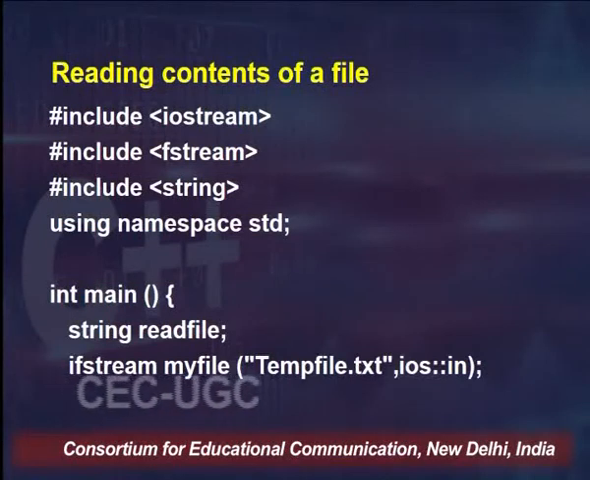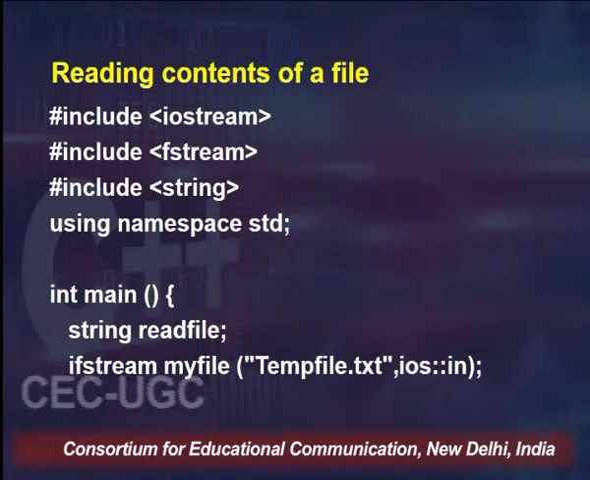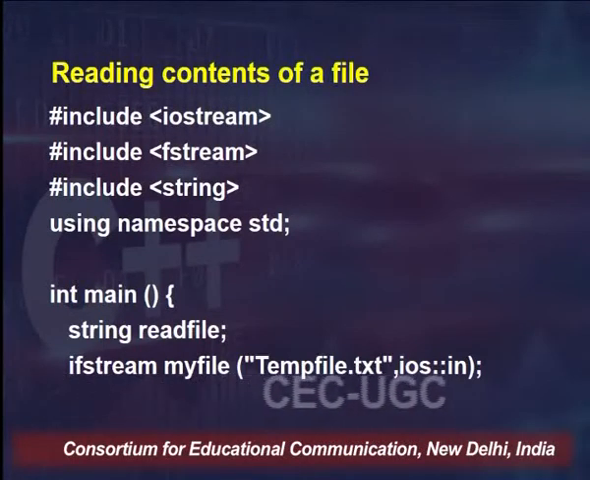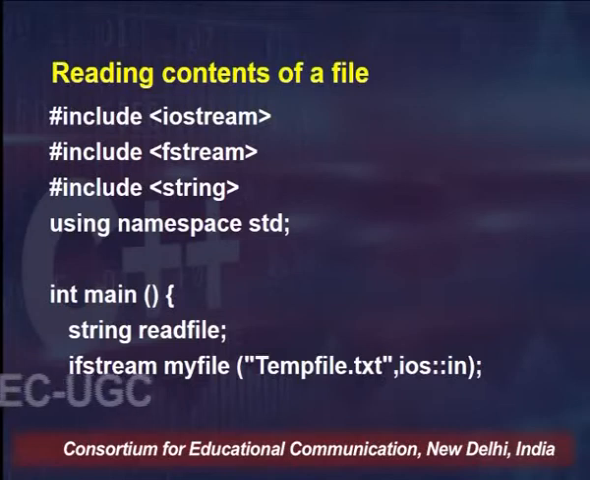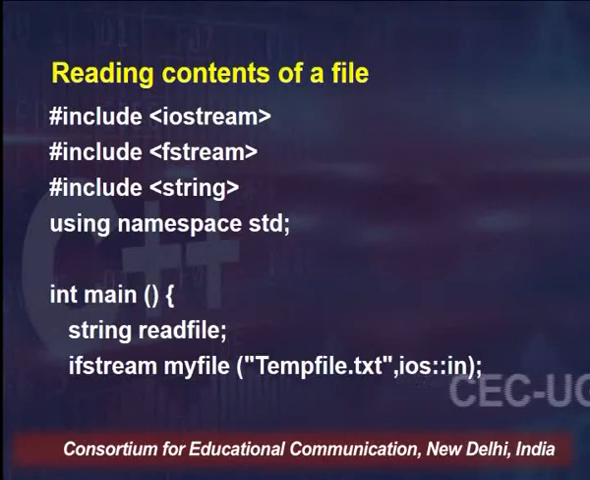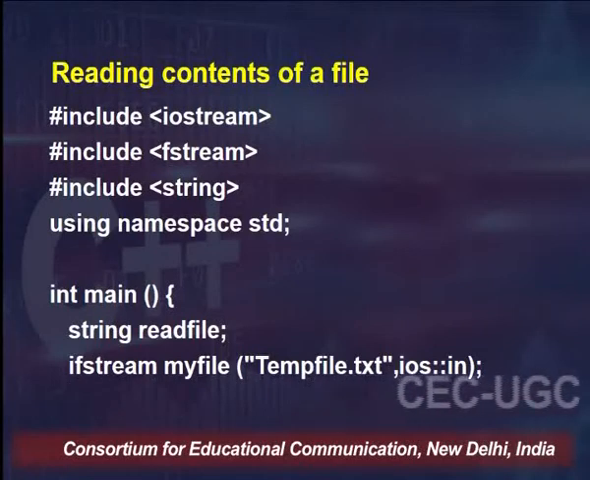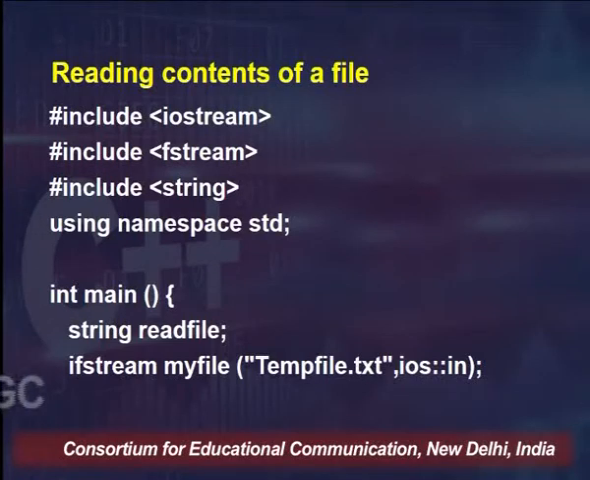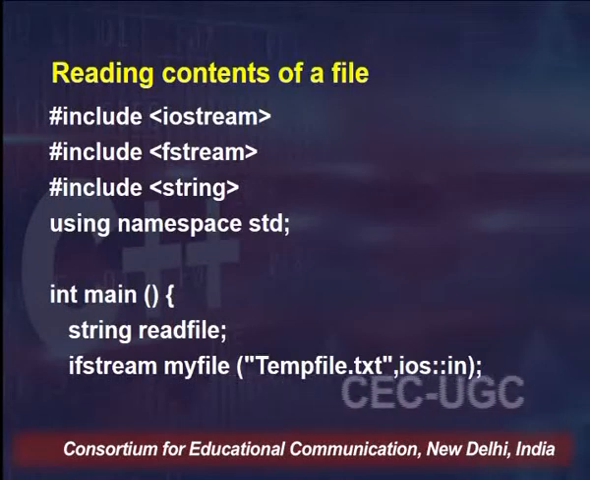Now the program says hash include iostream.h, then we need to include fstream, because that's the header file responsible for providing us the methods which deal with files. iostream provides cin and cout, which deal with standard input and output devices, but if we want to deal with files, we need the fstream header file. We have included one more header file, string, because I will be using a string object within the program which is to be read from the file.